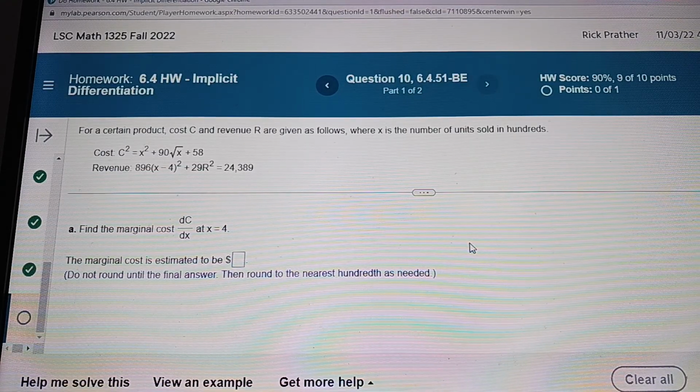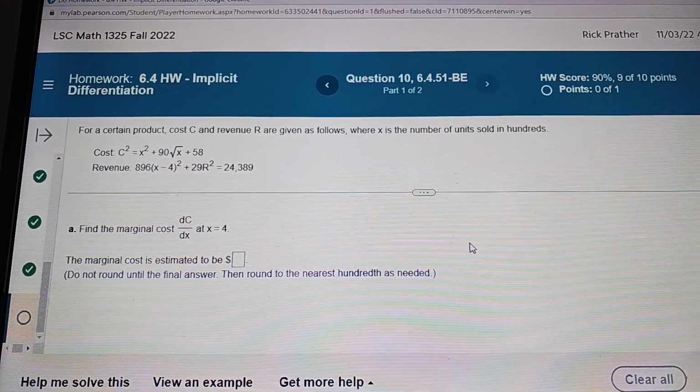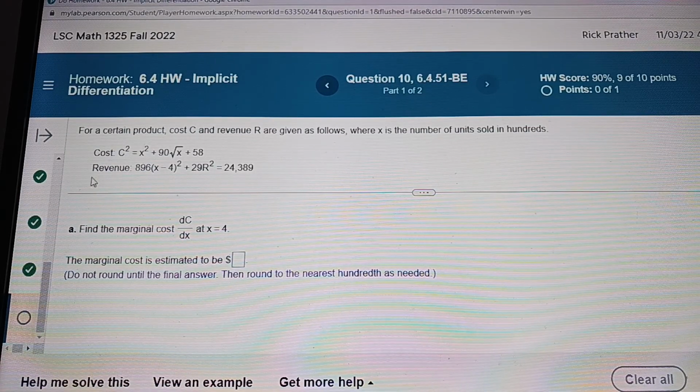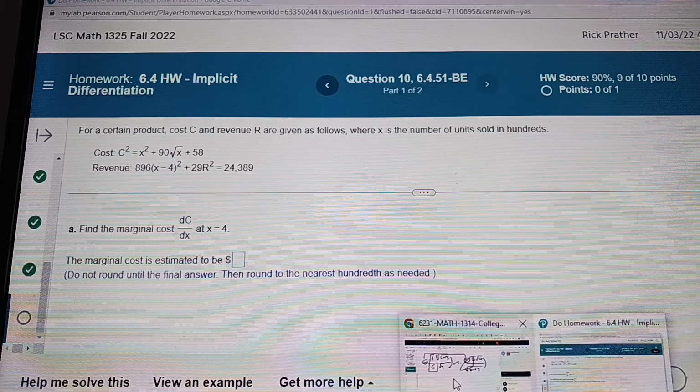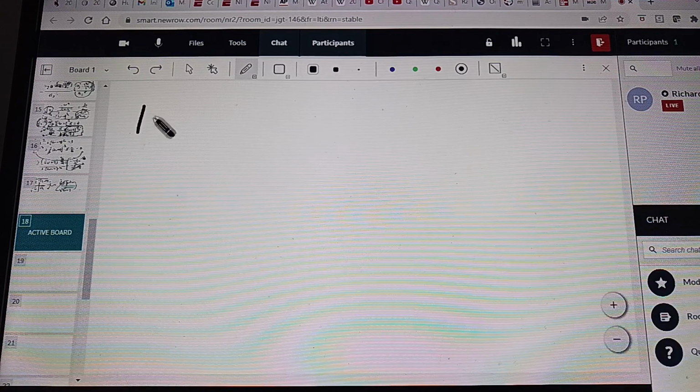Okay, last problem. Here we are in a business setting. We have cost and revenue. X is the number of units sold in hundreds. Find marginal cost. Marginal means derivative. So we want to do the derivative of the cost, dc over dx. That means x is the variable of interest. And then they're giving me an x value of 4 also. So take your cost function and do a derivative of it.